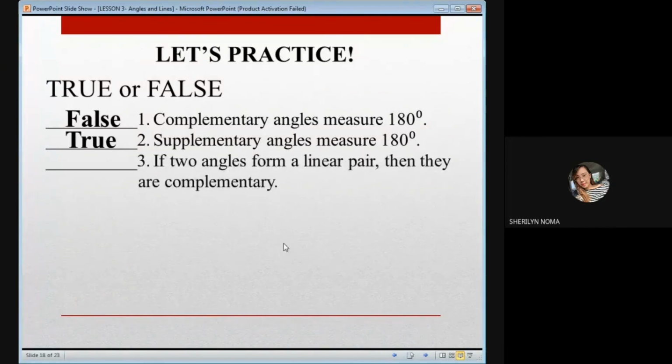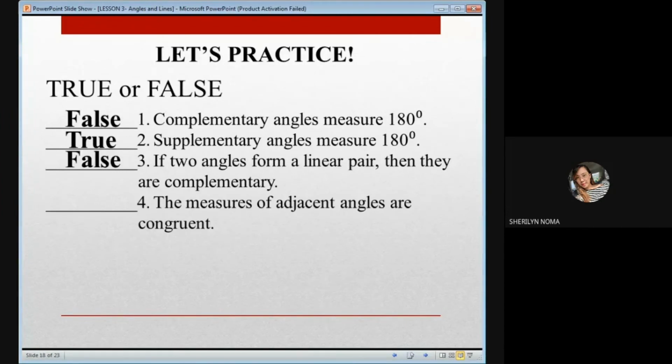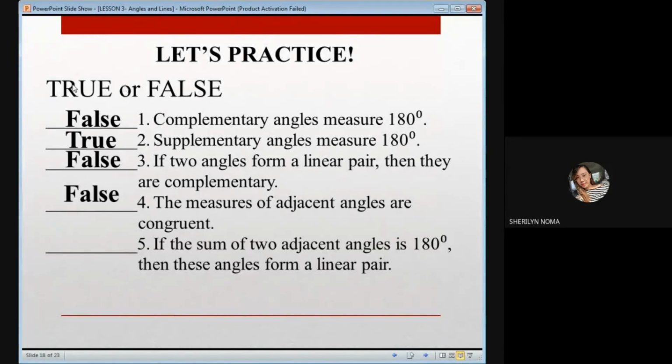Okay, number 3. If two angles form a linear pair, then they are complementary. Correct answer is false. Number 4, the measures of adjacent angles are congruent. Answer po is false. Number 5. If the sum of two adjacent angles is 180, then these angles form a linear pair. So, correct answer is true.